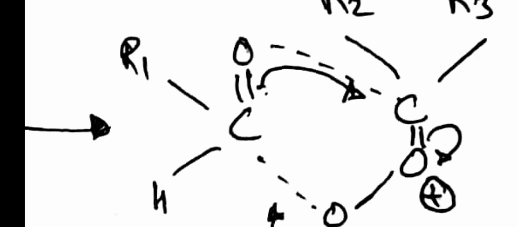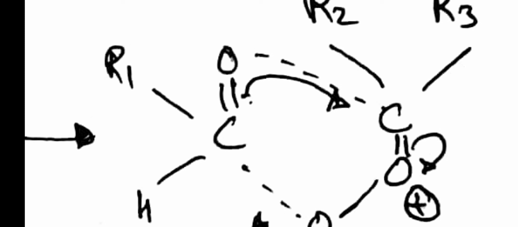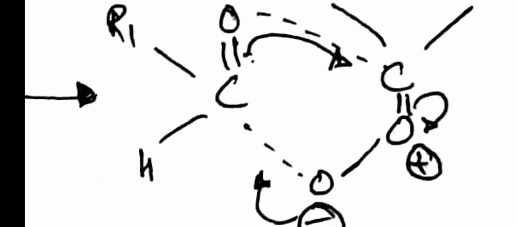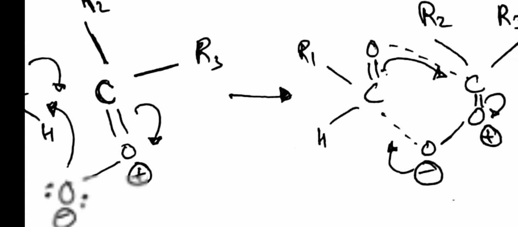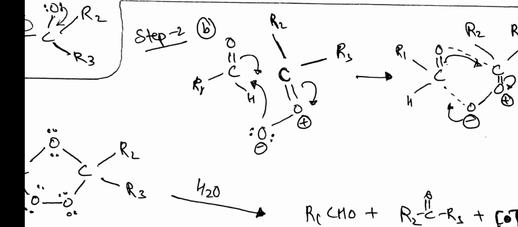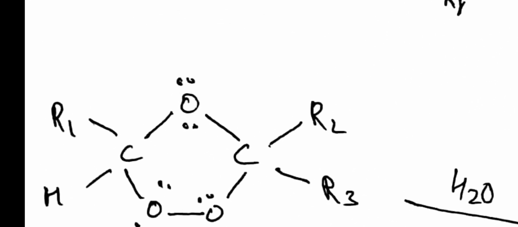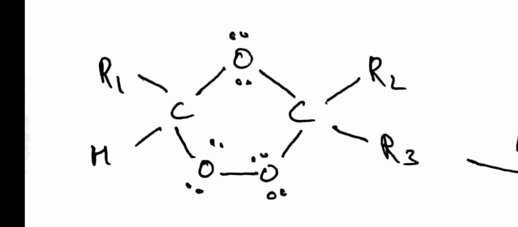So the pi electrons of the pi bond are shared with carbon 2, and the carbon 2 and oxygen double bond forms, so the pi electrons are transferred back to the empty p orbital of the oxygen atom. By this mechanism, the final product that we get is the ozonide. Yes, this is the ozonide.